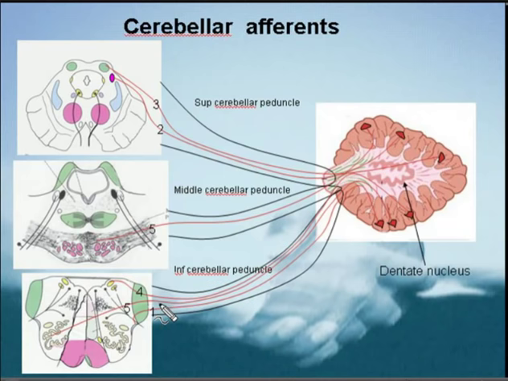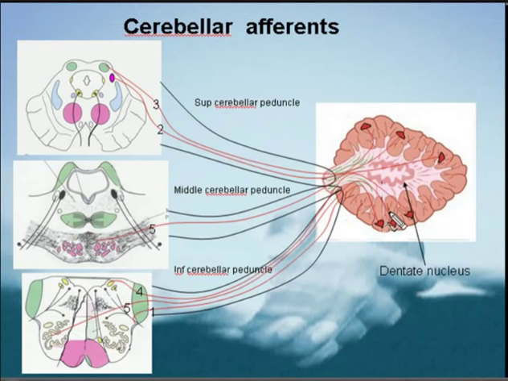If you remember, the posterior spinocerebellar passed out through the inferior cerebellar peduncle. So you can see this is number 1, which is passing out through the inferior cerebellar peduncle, and this will go up as mossy fibers. So it goes to the cortex.